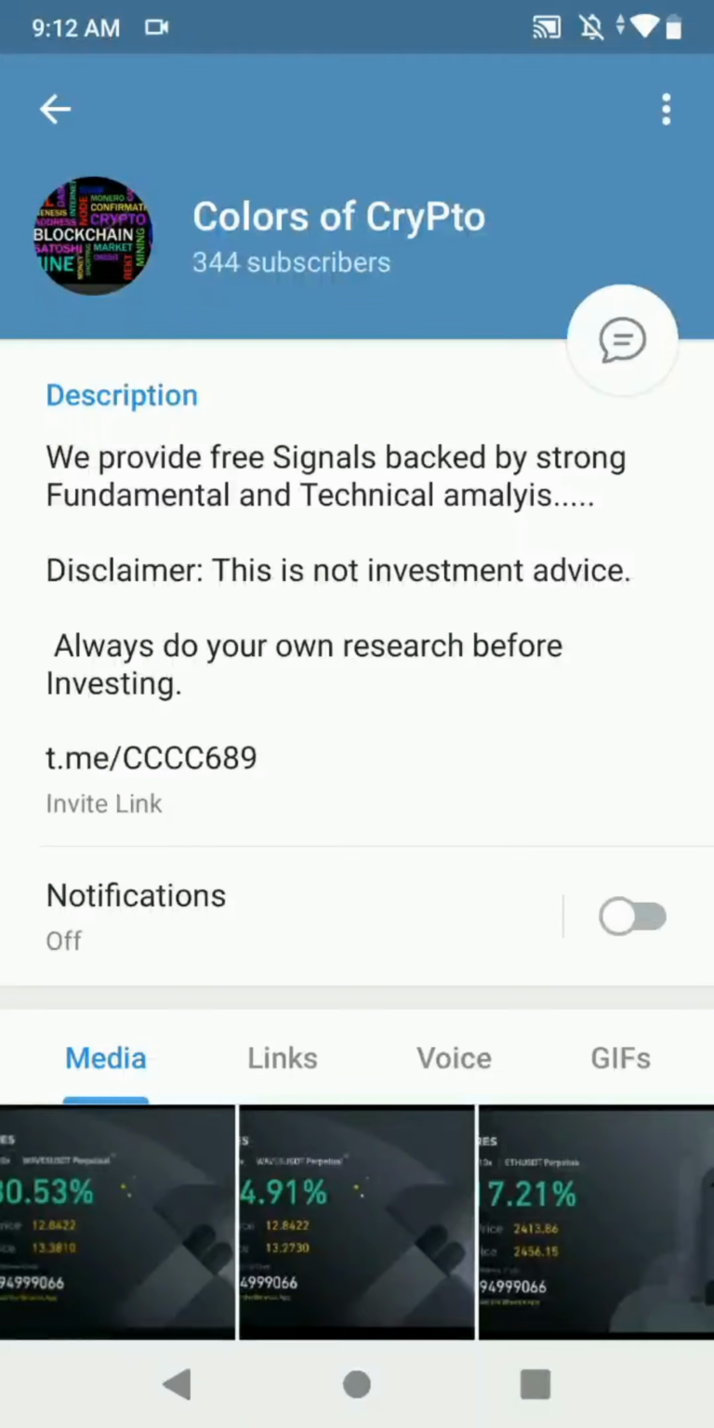Today we are going to talk about how to set a trailing stop loss in our futures trade, how this trailing stop loss is different from a traditional stop loss, and how we set it.